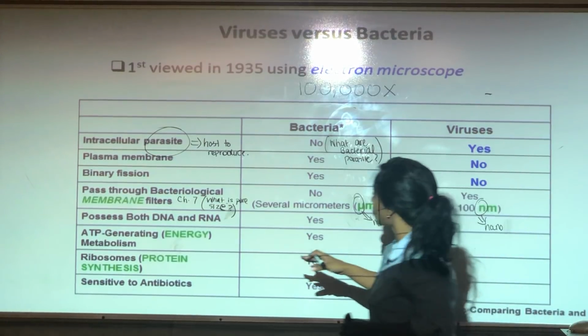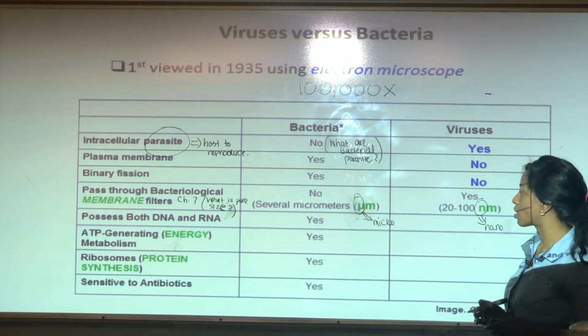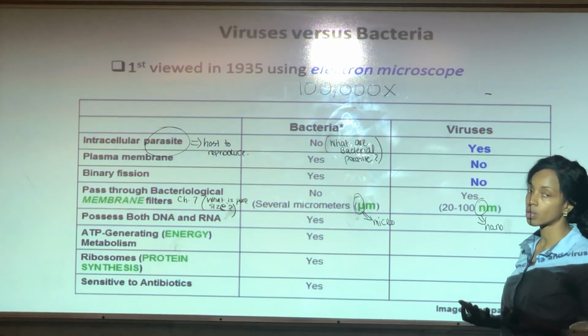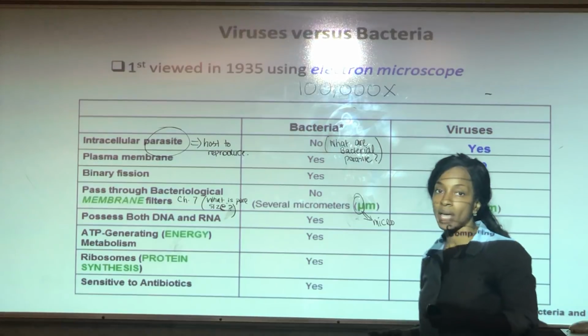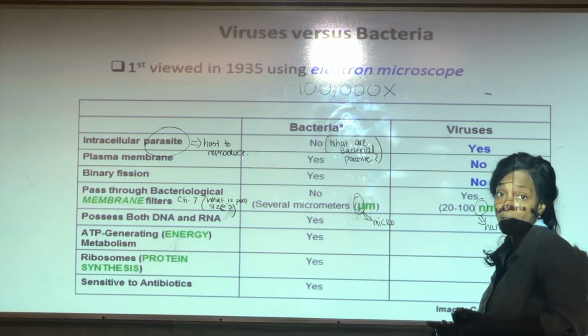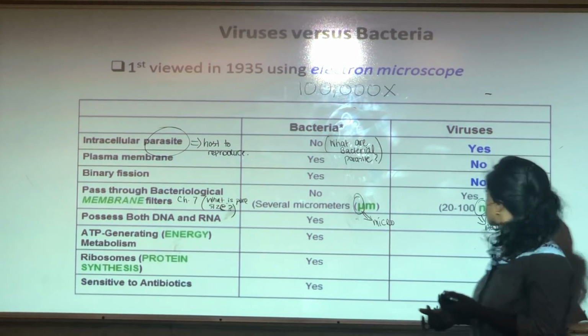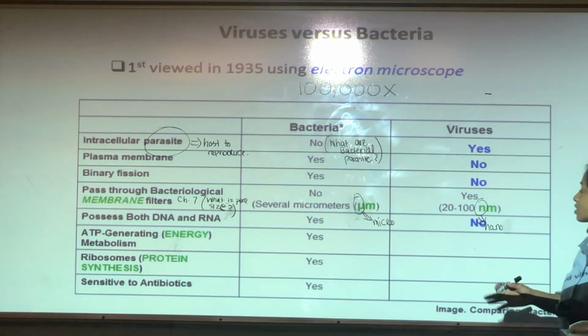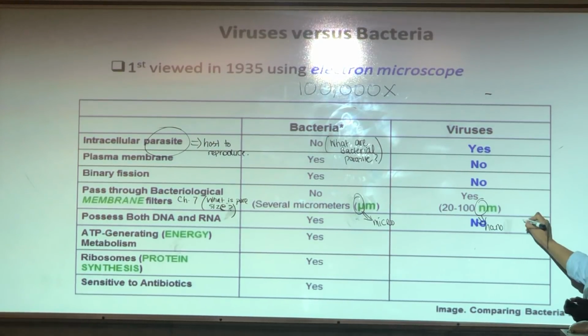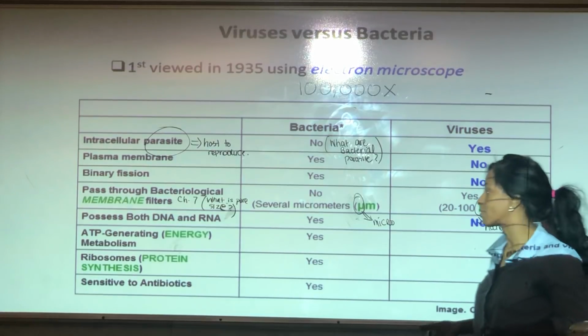Bacteria possess both DNA and RNA. We've talked about the structure of DNA in replication, and it is also required in expression. RNA is required in both as well, in bacteria or any cellular structures. Viruses have to be either DNA or RNA, not both. Either you have DNA viruses or RNA viruses.